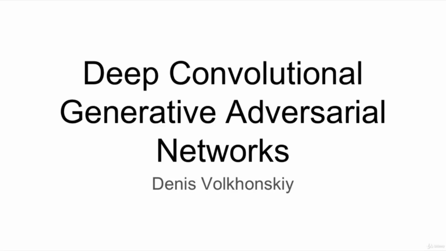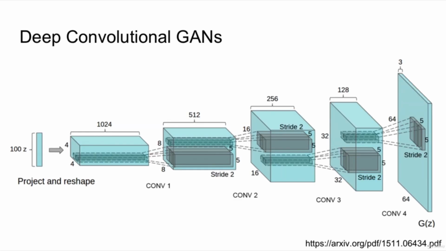Now let us talk about the paper called Deep Convolutional Generative Adversarial Networks. This was the next valuable work after Goodfellow's work and was designed specifically for image generation. The main idea of the paper is that convolutions in both discriminator and generator allow to generate more realistic images. Here on the slide, you can see the structure of the generator, which consists of transposed convolutional layers, which we will consider in the next video.